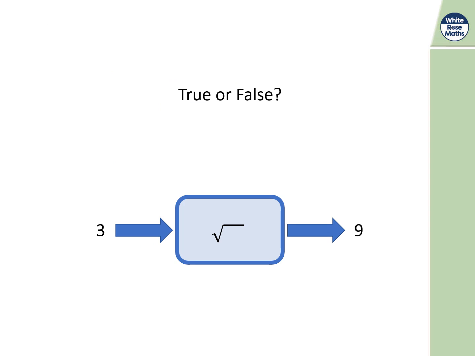True or false. So 3 and then something square root actually gives us 9. So here, the square root of 3 doesn't actually give me 9.